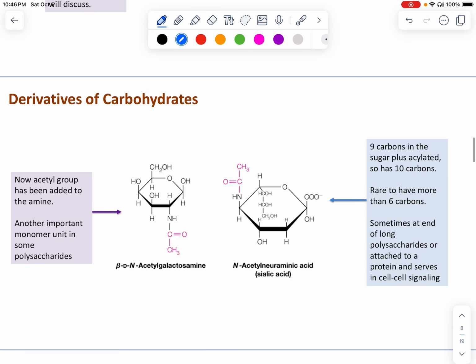More derivatives. So notice we had the amine group, and now we're adding this acetyl group to it. So these are other important monomers for some polysaccharides. And in this case on the right, this one's just interesting because it's got a bunch of carbons. It's not really normal. So this sometimes serves at the end of long polysaccharides attached to a protein, sometimes does some cell-to-cell signaling. Mostly interesting just because it's bigger than most of them.